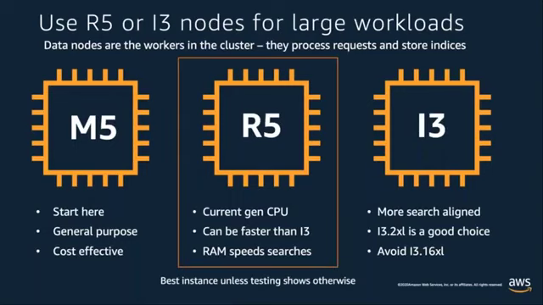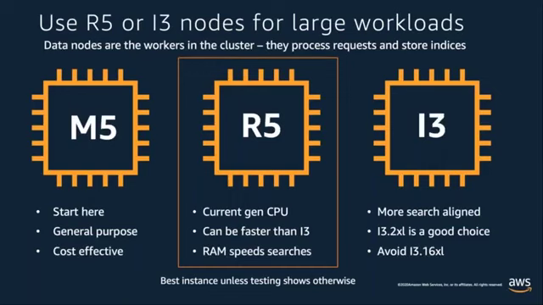For the larger workloads and for most production workloads, we find R5 to be our best performing, usually most cost-effective instance to use. R5 has a current gen CPU, that CPU tends to be a little bit faster than the i3. It has additional RAM over the M5 that makes searches run more quickly. The i3 is a more search-aligned instance, and it's a peer for the R5. So it's a hard call between R5 and i3.